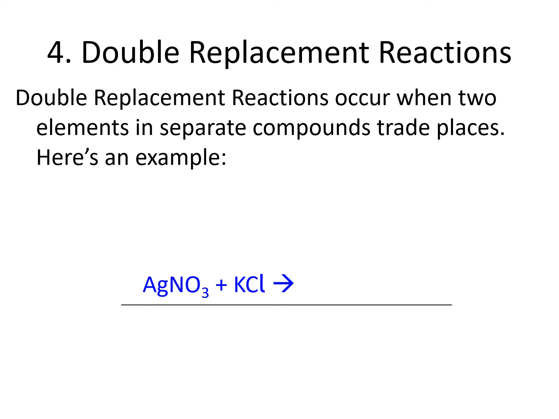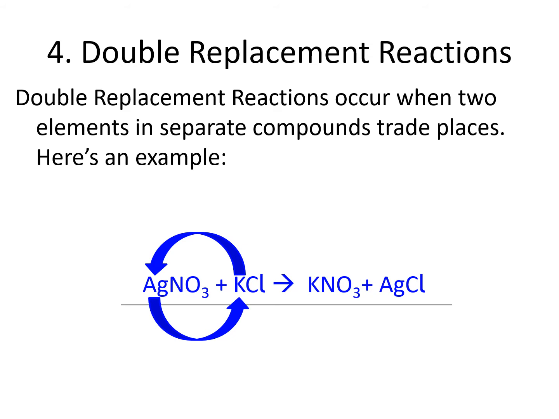What you do is pick any of the ions. I always use the metals personally, and swap places and then write neutral formulas for the resulting compound. So the Ag is a silver ion, the K is a potassium ion. Those are both metals. Let's change places. We're going to get potassium nitrate and silver chloride.